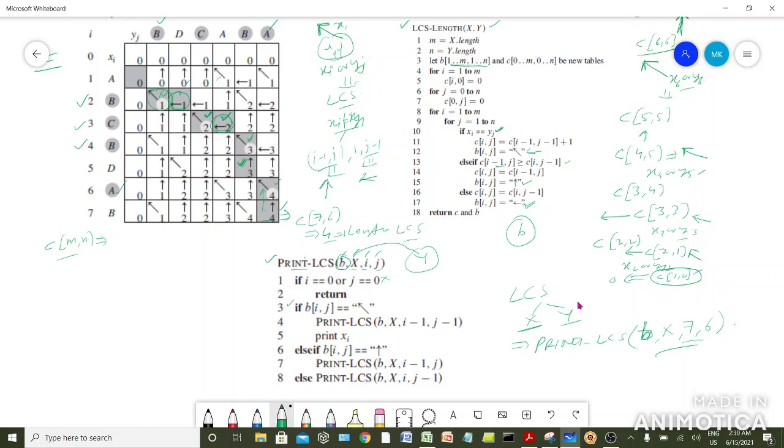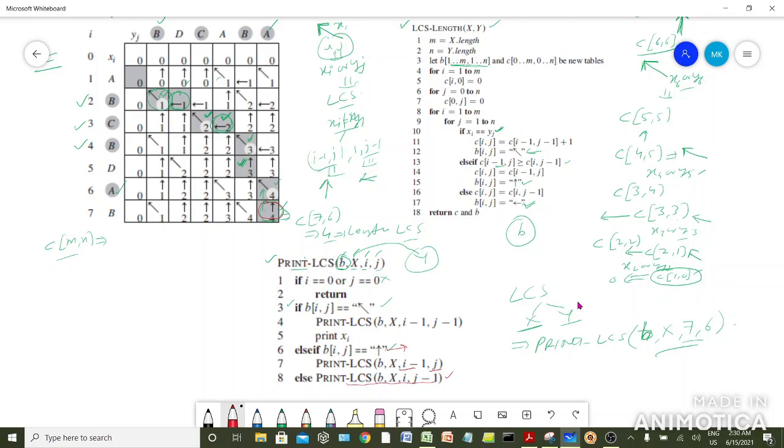Now we need to check if b of ij was a diagonal arrow. Here it was not diagonal, so it will not be executed. It means we will be checking for the vertical arrow. Now the vertical arrow is there. If this is vertical, then we need to call the algorithm recursively with arguments i minus 1 and j. Means we need to move vertically, and for moving vertically we need to decrease the row number, and for moving horizontally we need to decrease the column number.